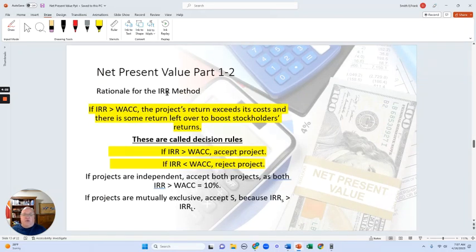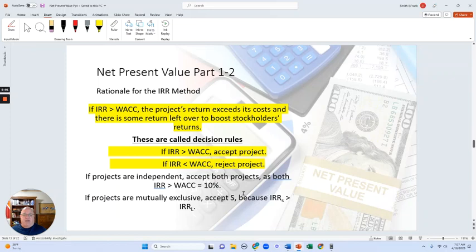Okay, so the rationale for internal rate of return: you want to make sure that whatever you pay for your money is less than what you actually make for doing the project. If the project's return exceeds its cost, it will pay your cost plus leave something for the shareholders. So the decision rule, as it's formally called: if the project earns you more than what your money costs, you would accept it, and by definition it would have a positive net present value. If the internal rate of return was less than WACC, then the project would lose money because you're not covering your cost of funds.